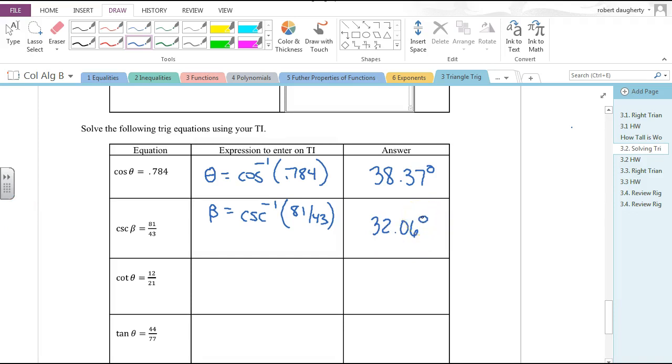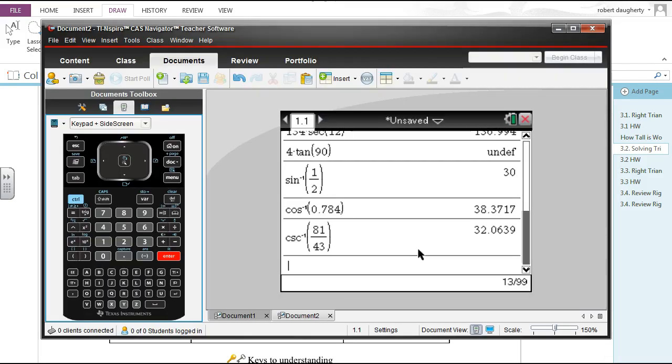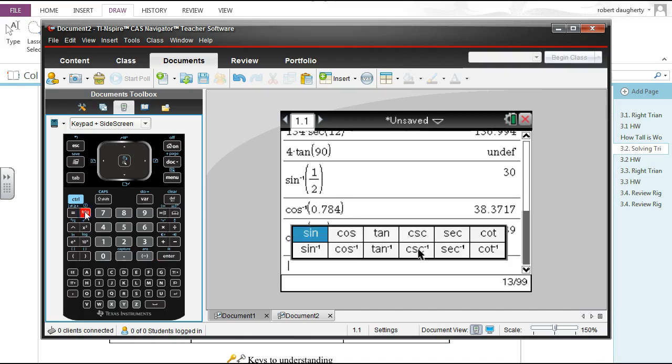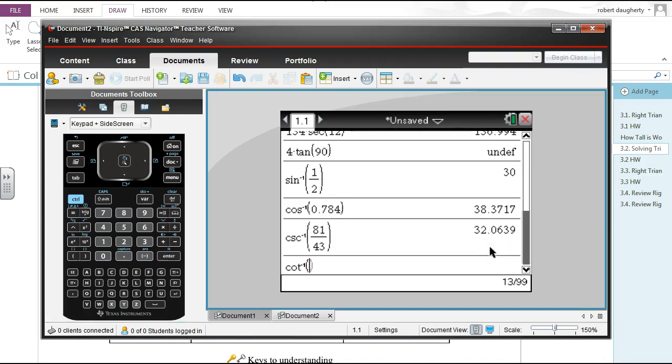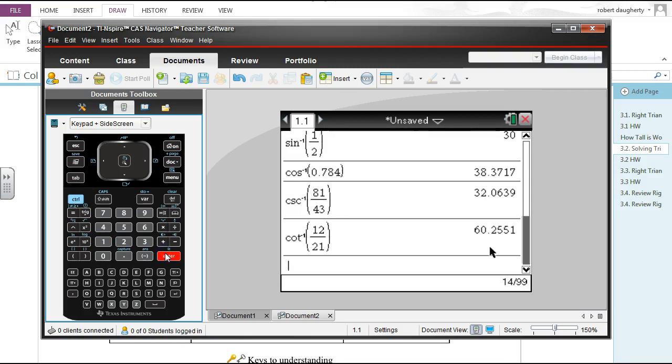So what about the next one? To solve this for theta, what inverse function will I need? Inverse cotangent. So theta will equal the inverse cotangent of 12/21. So on my calculator, the inverse cotangent, what was it, 12/21? 12 divided by 21, and that is 60.26.